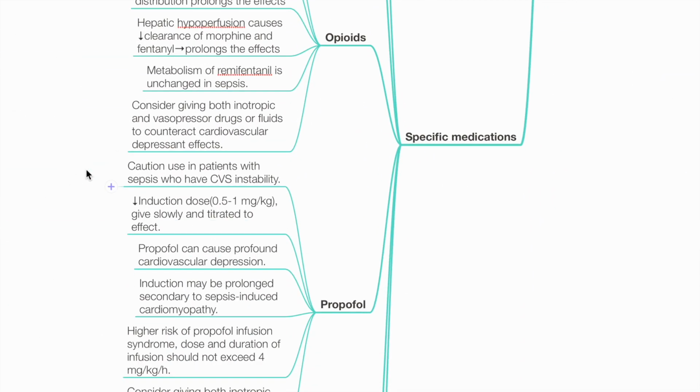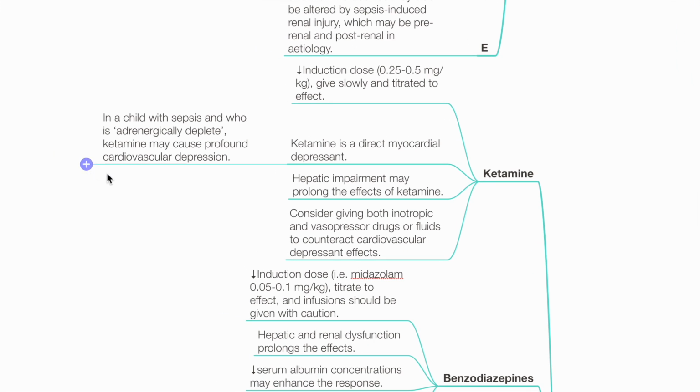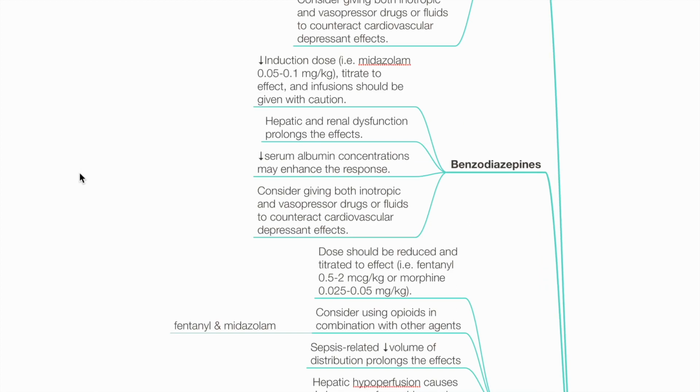Comments on specific medications used in anesthesia. Ketamine: reduce induction dose to 0.25 to 0.5 mg per kg. Give slowly and titrate to effect. Ketamine has direct myocardial depressant effects. In children with sepsis who are adrenergically depleted, ketamine may cause profound CVS depression. Hepatic impairment may prolong the effects of ketamine. Consider giving both inotropes and vasopressors or fluid boluses to counteract cardiovascular depressant effects.